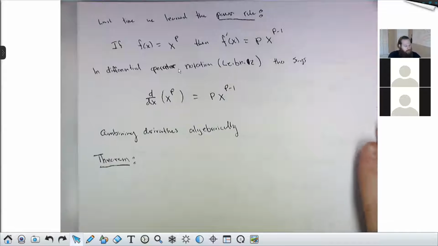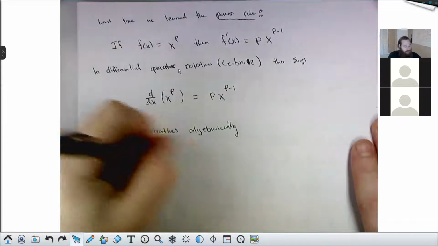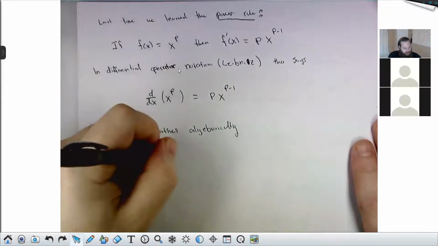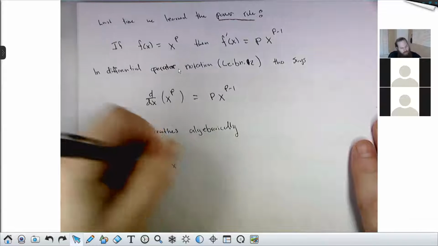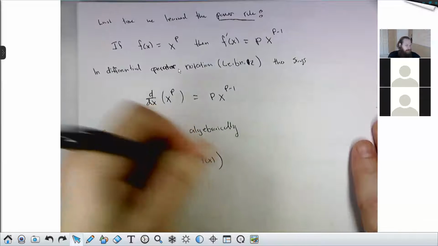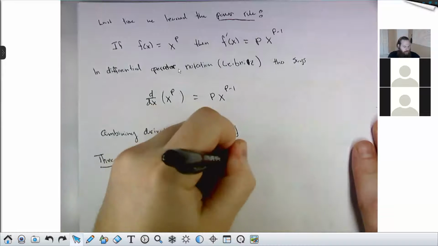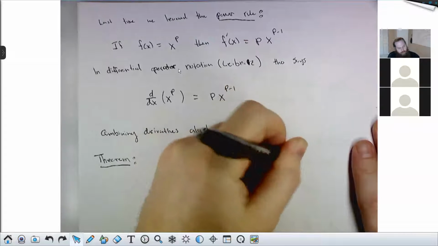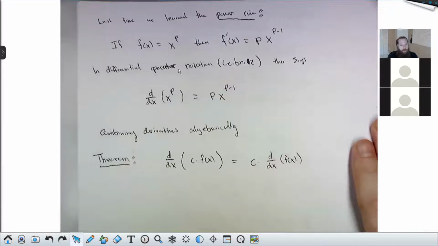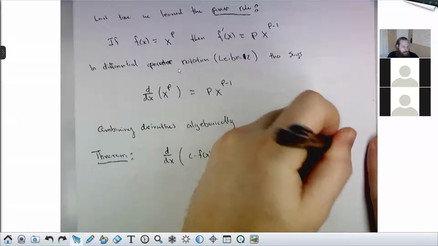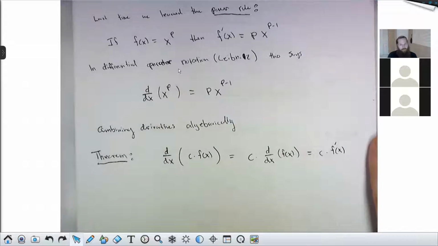All right, so the theorem on combinations of derivatives. I'm going to write this in terms of the Leibniz notation. It says that d/dx of a constant times f of x is the same as that constant times the derivative of f of x. So constant multiples pop out. And of course, you could write this as c times f prime of x if you want.